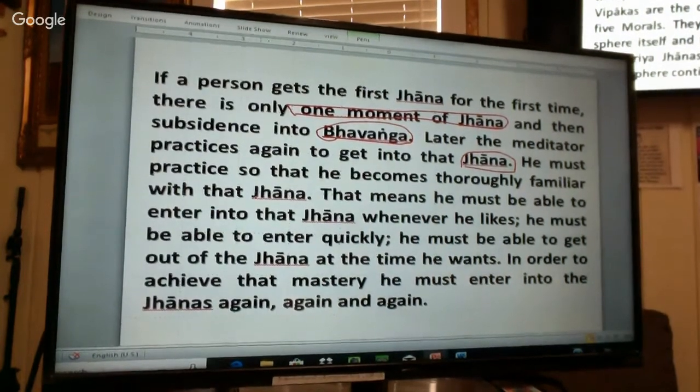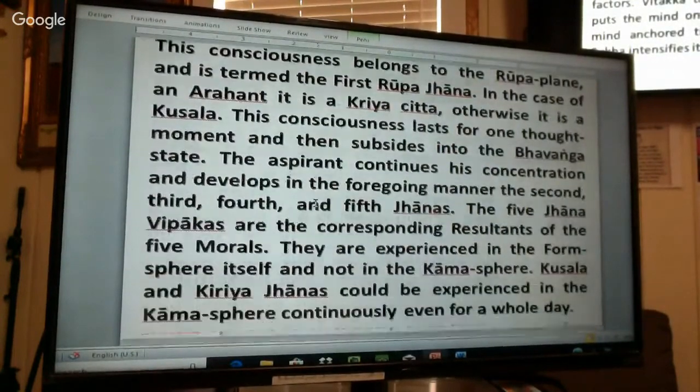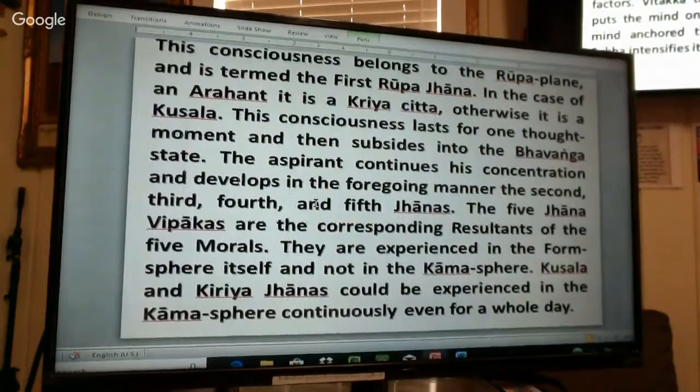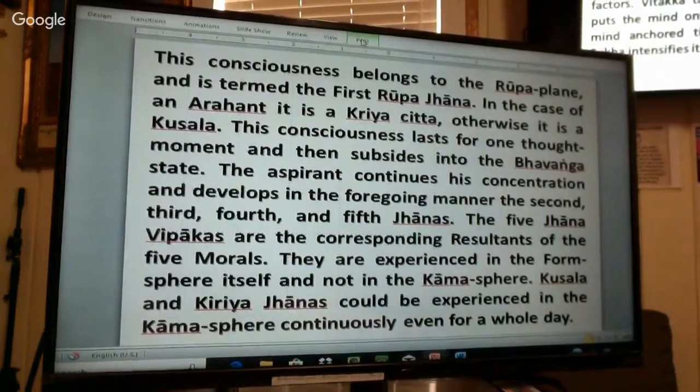Okay, so later I would like to explain that consciousness belonging to the Rupa plane, the form sphere.